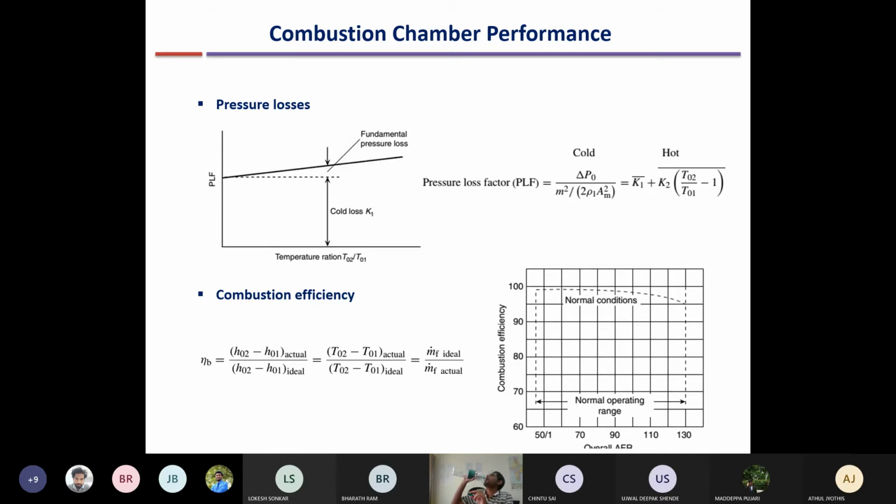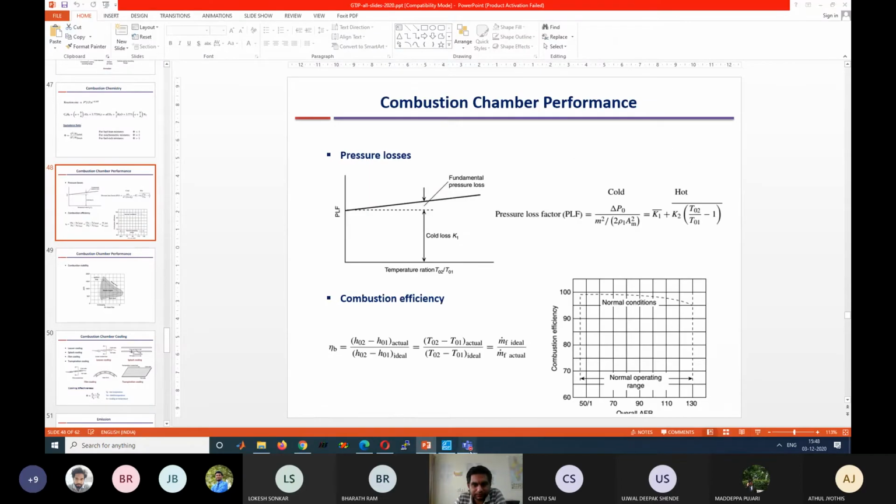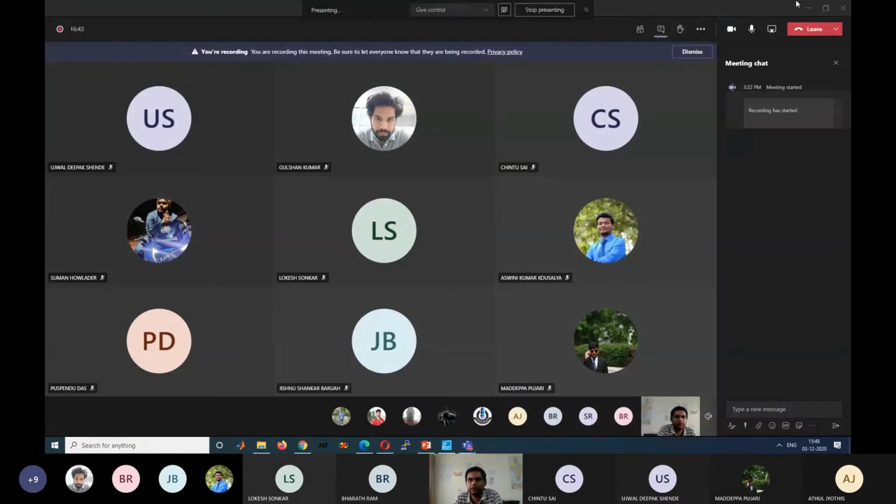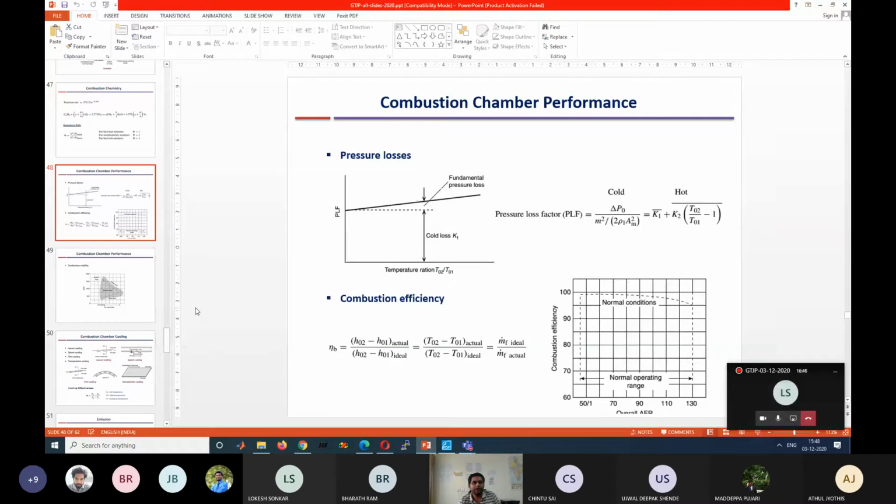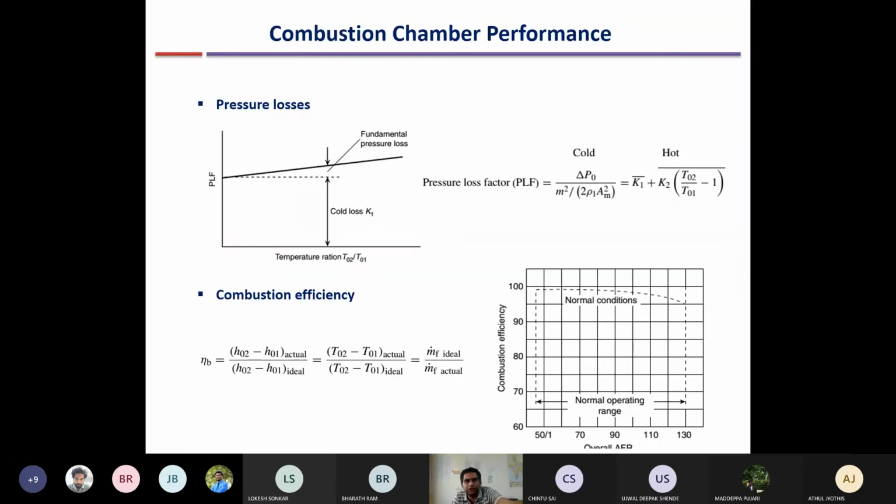Excuse me. Just a second. Do you see full screen mode? It is full screen, sir.